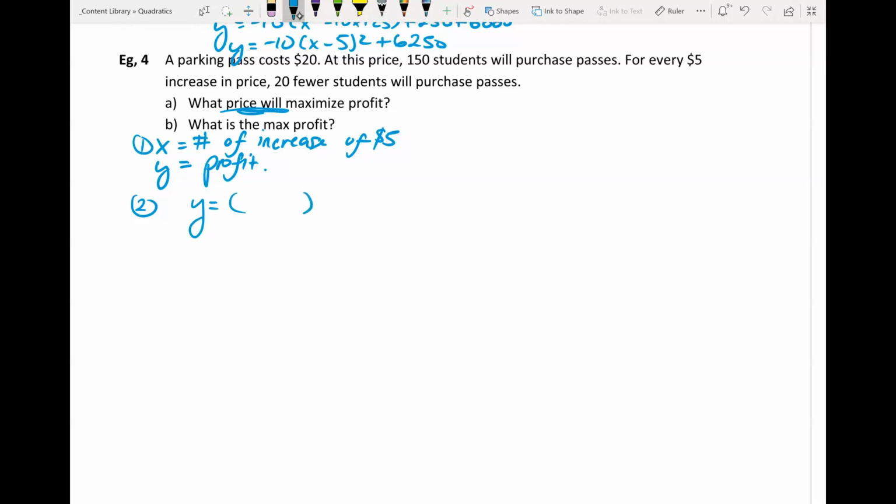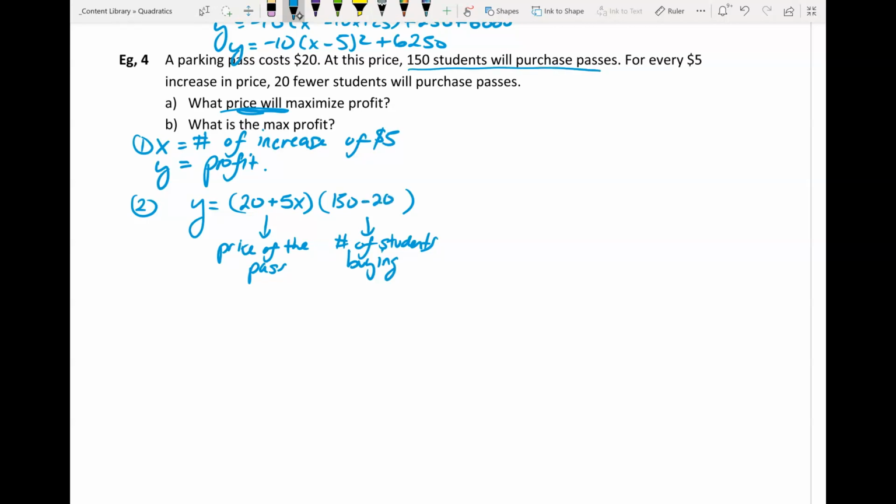Now we know the cost of the parking pass is $20, and we can increase this by $5 each time, but we don't know how many times we're going to increase this by. This is the price of the pass. Then we're going to multiply it by the number of students buying. So that's going to be 150 students. It says 150 students will purchase this pass, but we know that 20 fewer students will purchase the pass for every increase.